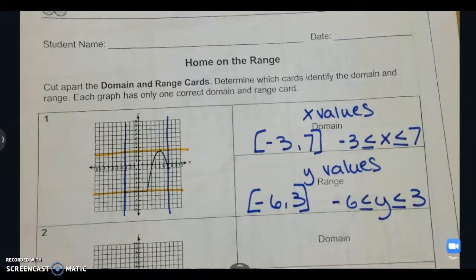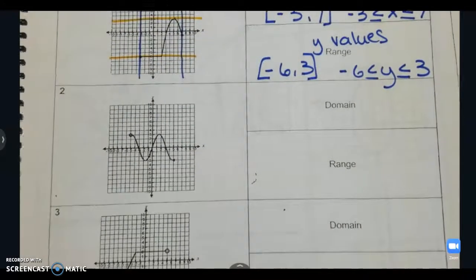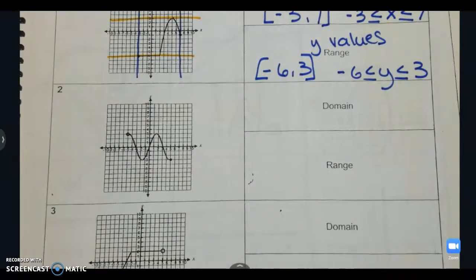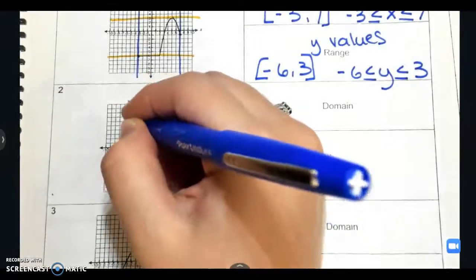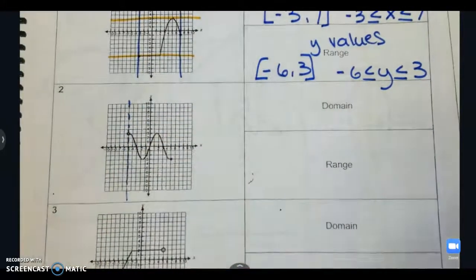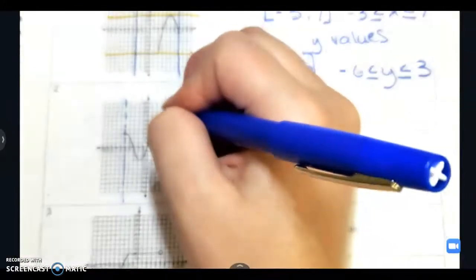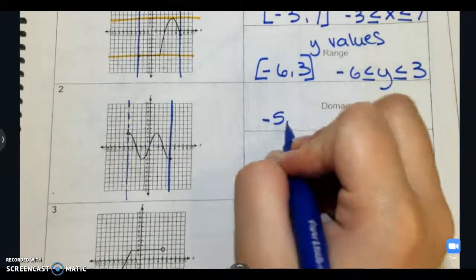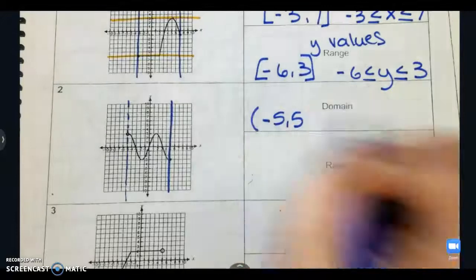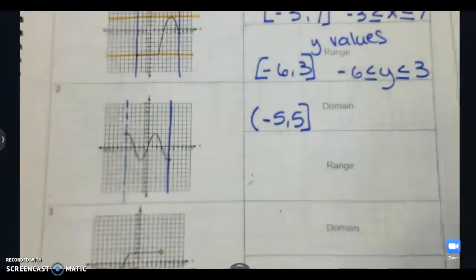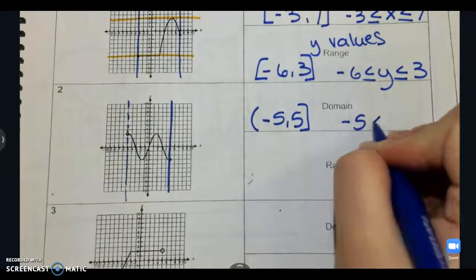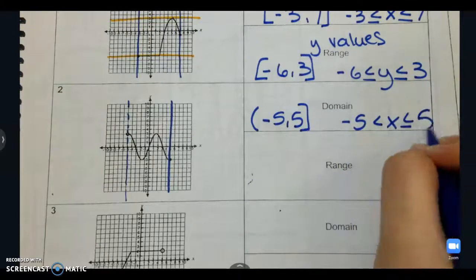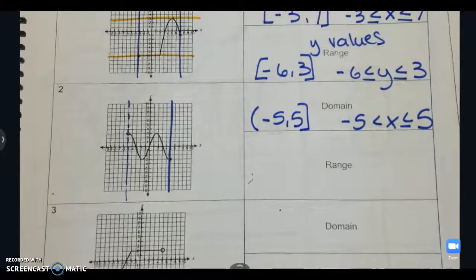Okay. Let's do this one more time on number 2, domain and range. Remember, domain is our x values. So if you look here on the edge of our graph at this -5, that's an open circle. And over here at +5, that's a closed circle. So that's going to be -5 to 5 with a parentheses on the -5 and a bracket on the +5. And of course, we can also write that in inequality notation.